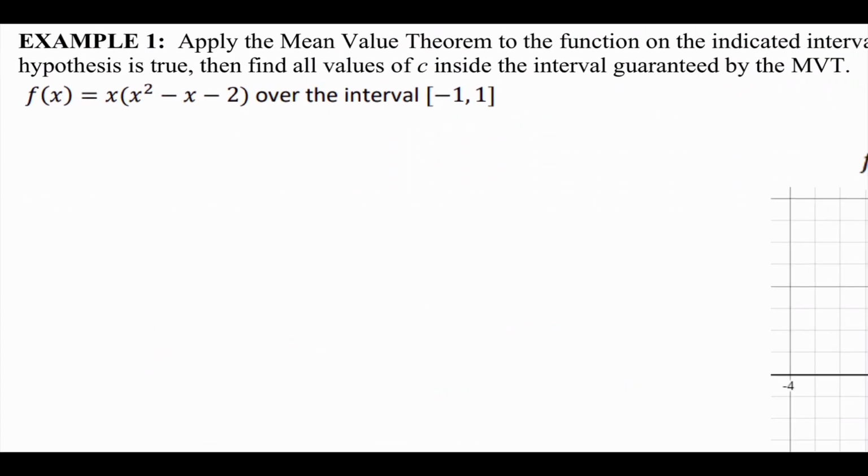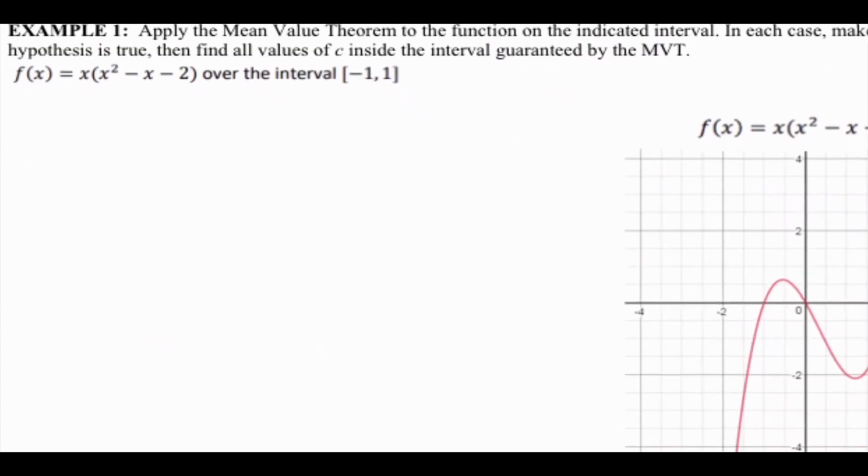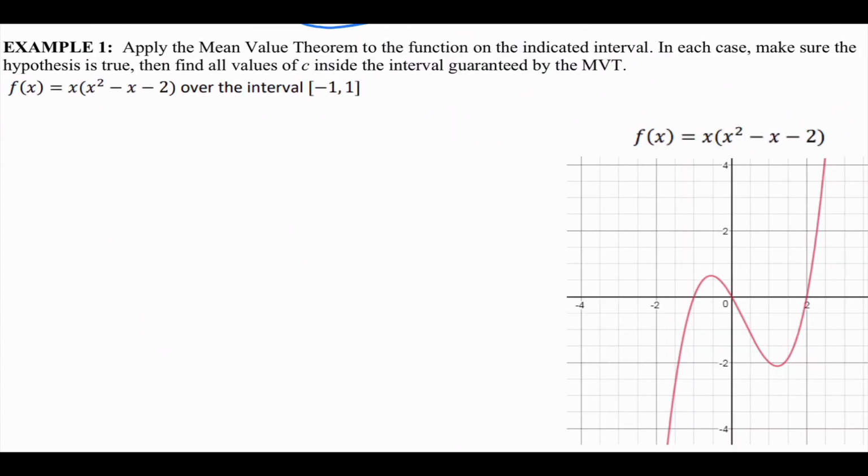So apply the mean value theorem on the indicated interval. In each case, make sure the hypothesis is true. What I mean by hypothesis is true is make sure there's no numbers I can plug in that would make it discontinuous. Is there any number I can plug into f of x that I wouldn't get a number out? I'd get undefined? No.